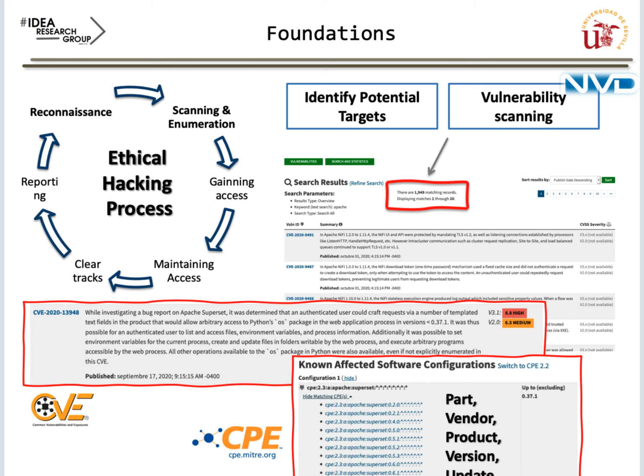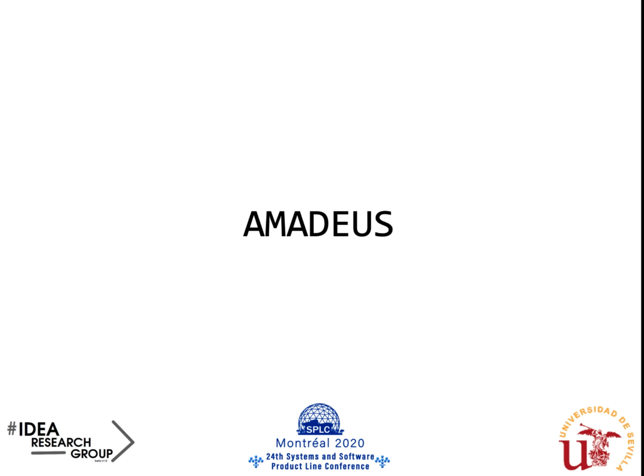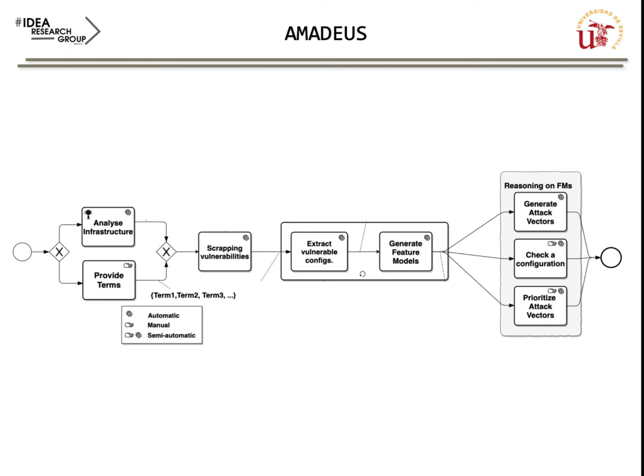Then, based on this information, we have to orchestrate a test to exploit the vulnerability. And the last phase of the process is the reporting of the information collected in the test. Our approach intends to help in the task of the identification and the vulnerability scanning to support the security testing. Let's go to introduce AMADEUS.